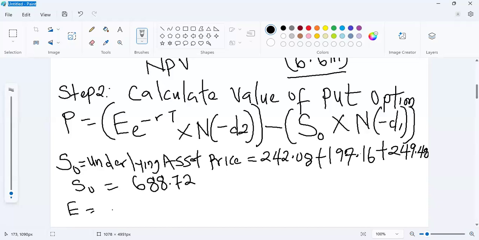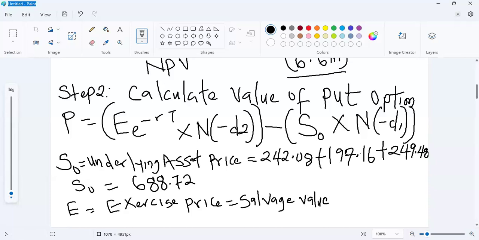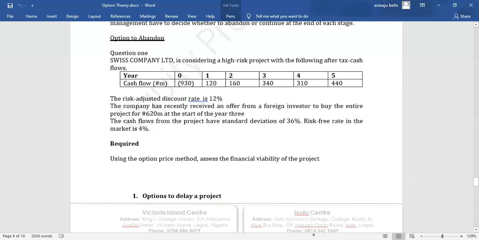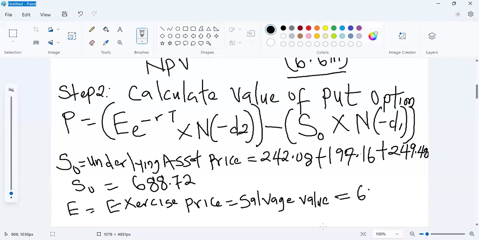We move to E, the exercise price. The exercise price is the salvage value. Okay, let me write down: the exercise price is equal to the salvage value. That is the scrap value. How much is the foreign investor willing to pay? $620 million. That is the salvage value of the project. We can dispose of the project and collect 620 million.